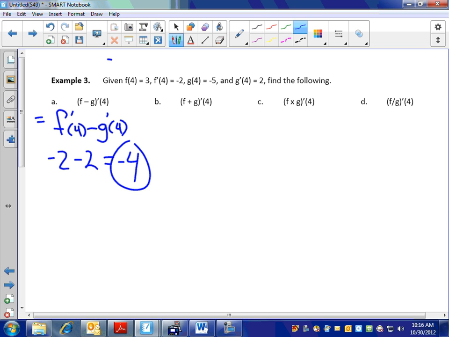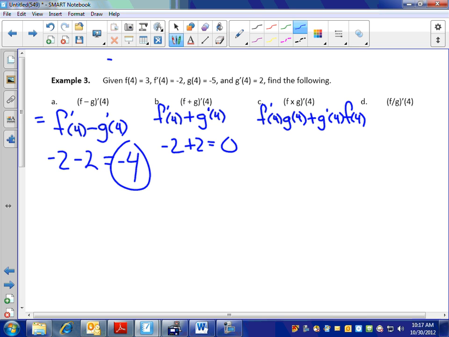If I want to find the sum, I would take f prime of 4 plus g prime of 4. What is f prime of 4? Negative 2. What is g prime of 4? So that gives me 0. Now, we know that for f times g prime, can we simply find the derivative of each and multiply them? No, what must we do instead? The product rule. So we will take f prime of 4 times g of 4 plus g prime of 4 times f of 4. I promise you have a problem like this on your test.